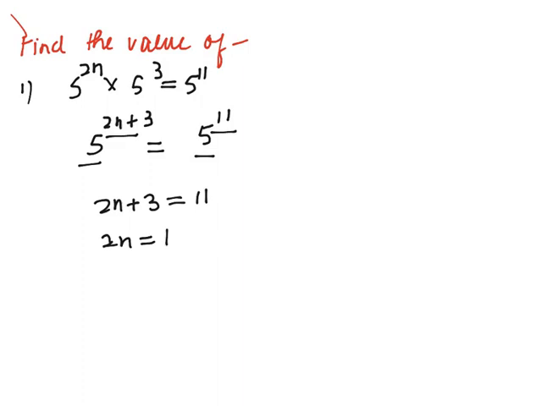2n equals 11 minus 3. So we will get 2n is equal to 8. Then n is equal to 8 by 2. It will give us n is equal to 4. So this is the way to find out the value of some unknown variable. Similarly, we have another example.